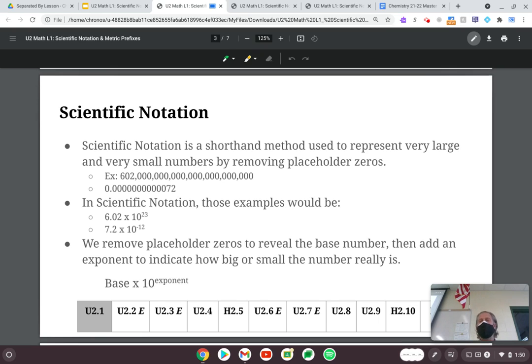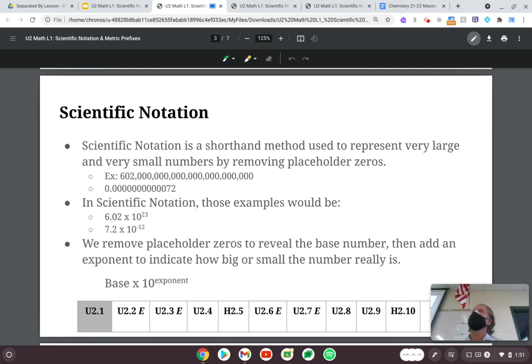All right, now, scientific notation is used to represent numbers that are super big and super tiny. Nobody wants to write, like this example here, 602 with 21 zeros after it. No one wants to write that number more than once, much less at all. So a lot of times we will use scientific notation as a way to represent that super large number. Also, 0.0000000000072. Nobody wants to write that over and over again.